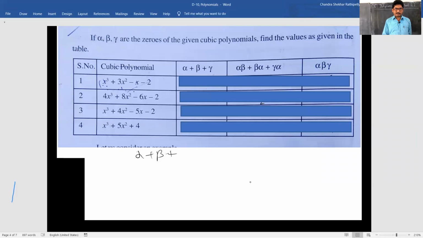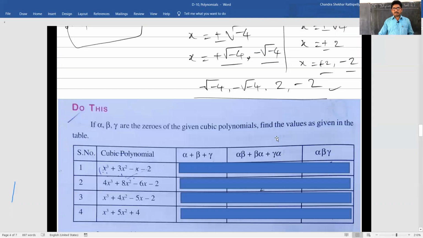Alpha plus beta plus gamma is equal to minus b by a. Here we have the formula, children. See this.